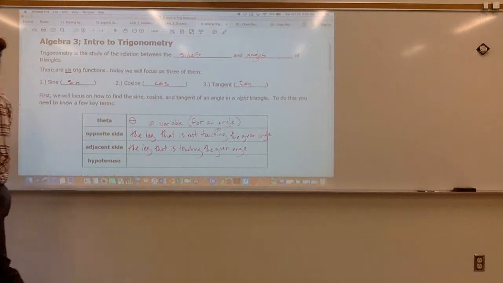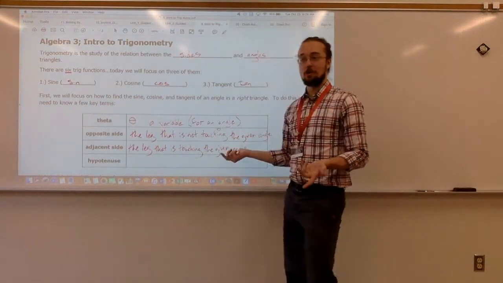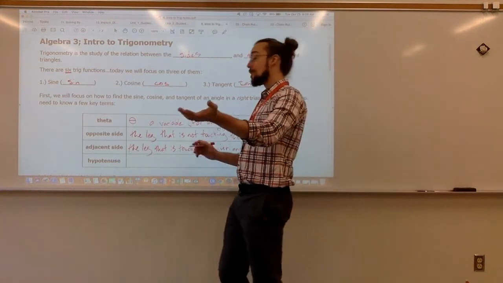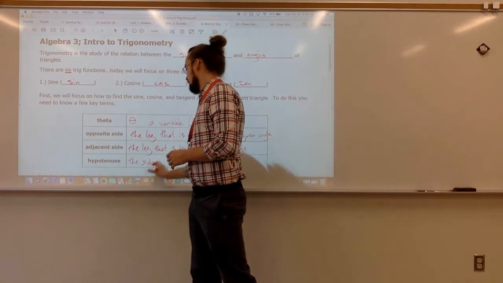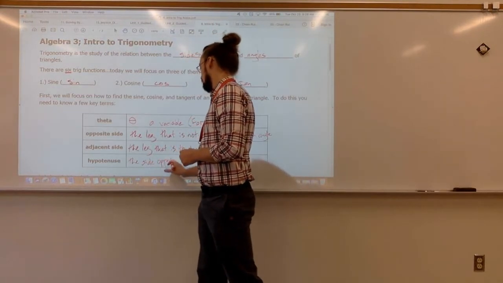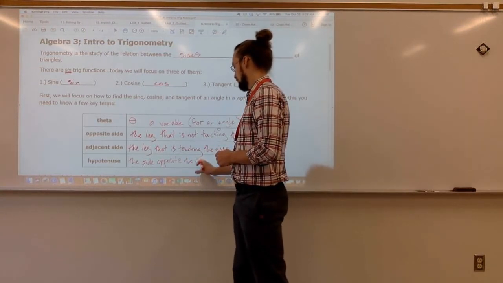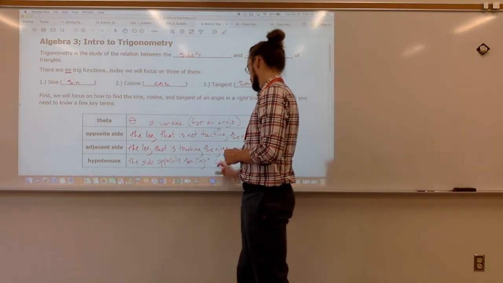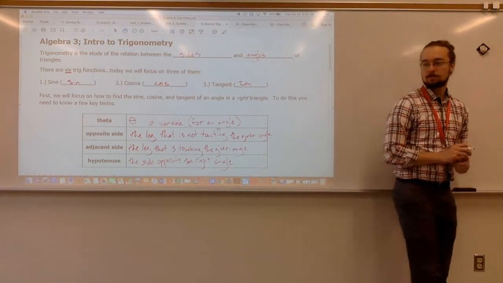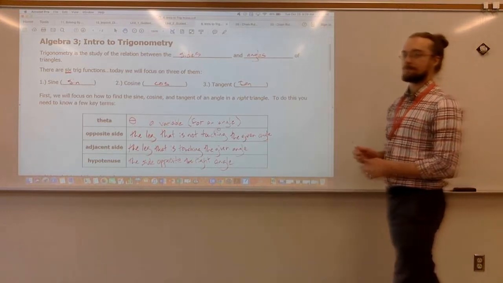Then how would I describe what the hypotenuse is? It is always the longest side. We could say it's the longest side, or we could say the side that is opposite the right angle, the one that's not touching the right angle.